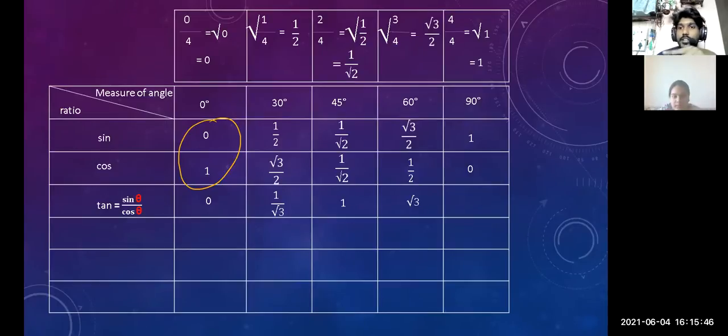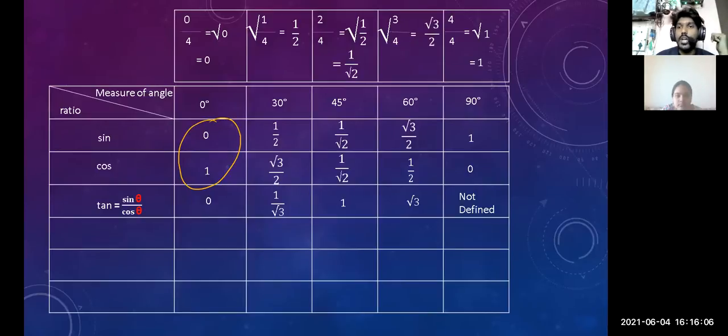0 is in the denominator. So whenever 0 comes in the denominator, that is not possible. So we say not defined. You cannot divide any number by 0. You say not defined. Okay, next.